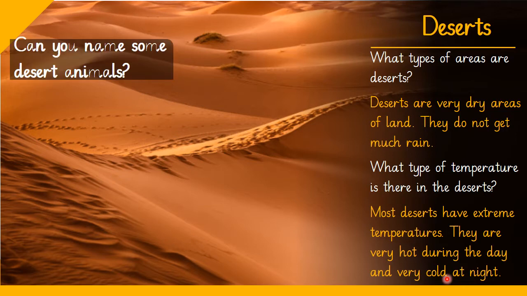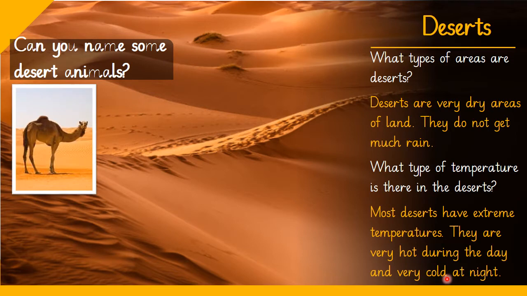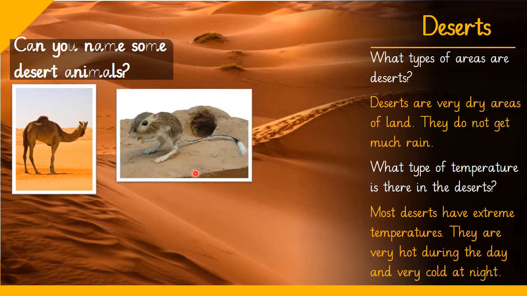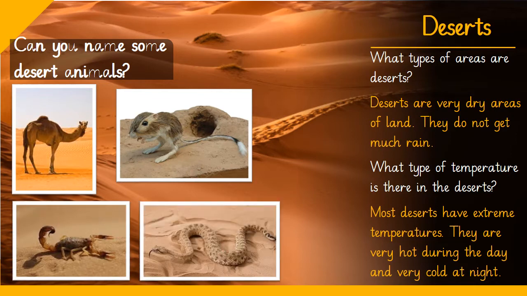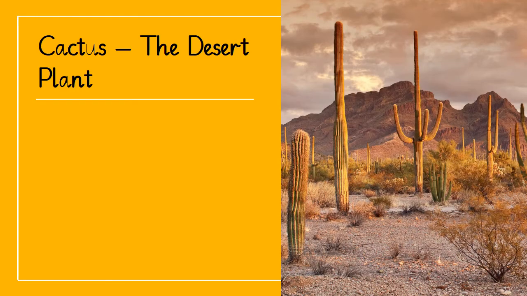Can you name some desert animals? Camel is a famous desert animal. Some of the other desert animals are rat, scorpion, and snake. Cactus is a desert plant. Not many plants can grow in the deserts, but the one that is frequently found in deserts is cactus. You can see its picture over here.